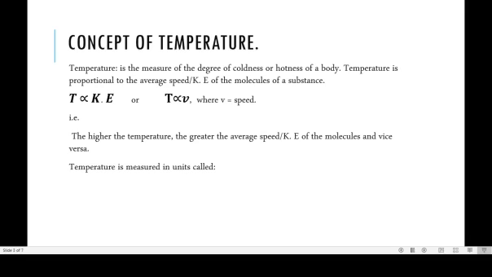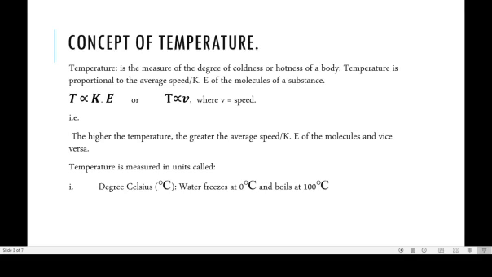Alright, we are done with the first agenda. We are going to the second agenda, which is to be able to state the SI units of temperature. There are 3 SI units for temperature. The first one is degrees Celsius. Number 2, we have Fahrenheit. Number 3, we have Kelvin. These three units are what can be used to measure the temperature of a body.